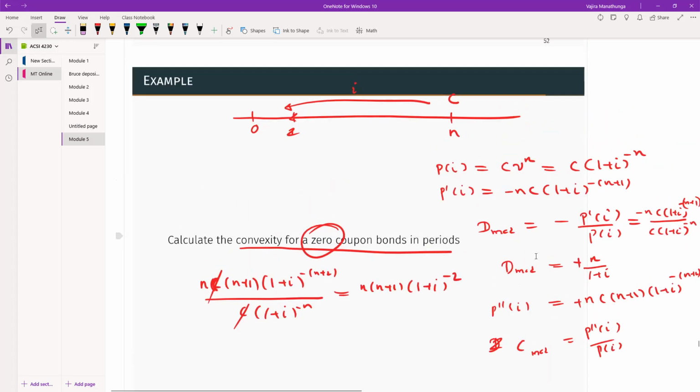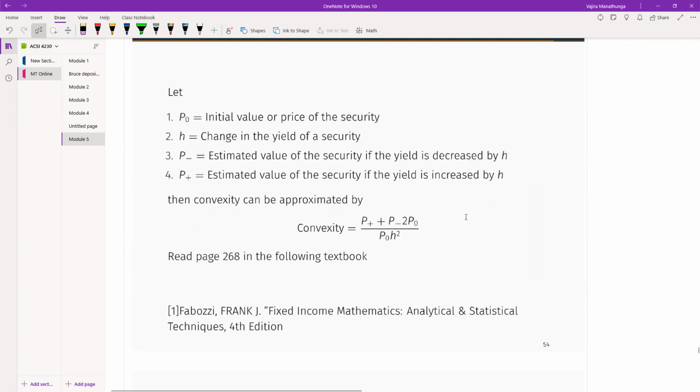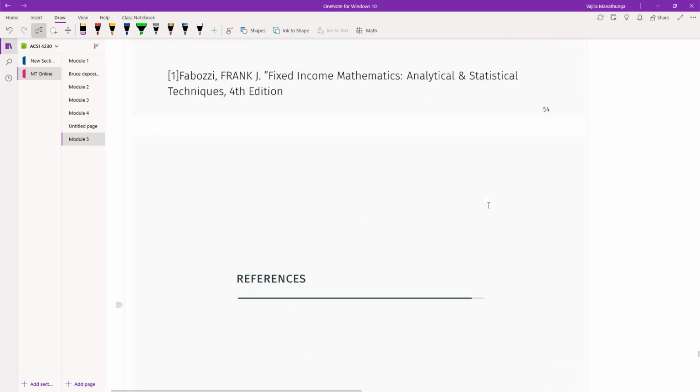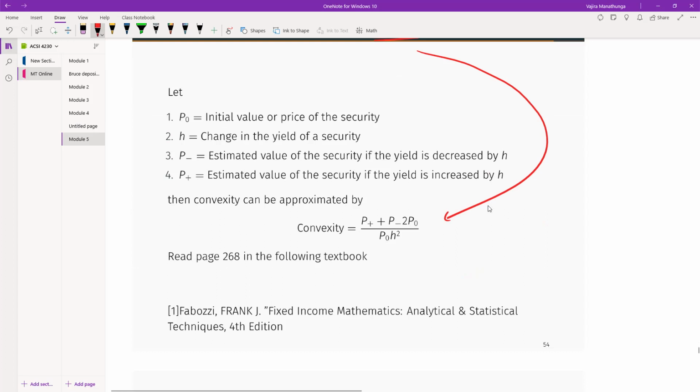When it is a coupon bond, this calculation becomes more complex than this simple calculation. So here you can find a formula to approximate convexity in Excel functions. When you have an Excel project, you can use this function to get the convexity. It is very useful. So here you can see the approach of calculating convexity. This is basically modified convexity, but we use this approach.